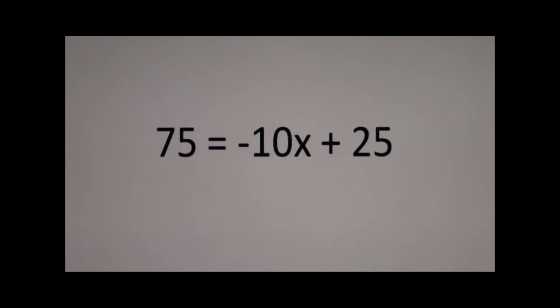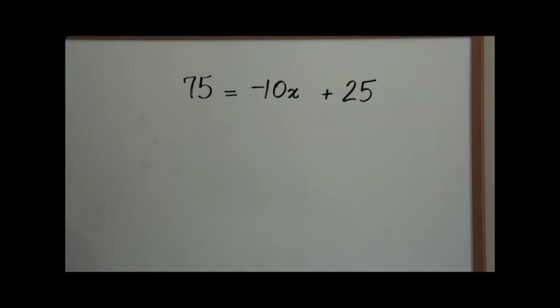The next equation we're going to solve is 75 equals negative 10x plus 25. Notice they are getting a little more complex. We're using both properties and we're having some negative signs in there. Okay, this equation is somewhat similar to the last one. We have a negative sign in there and the x is on the right side.